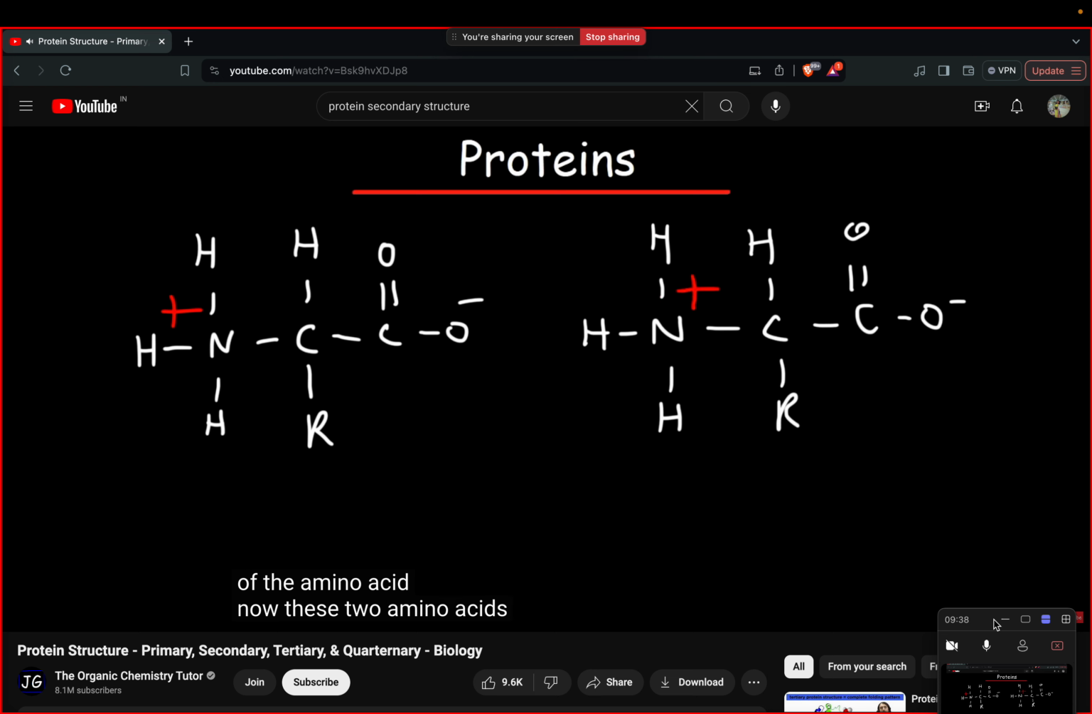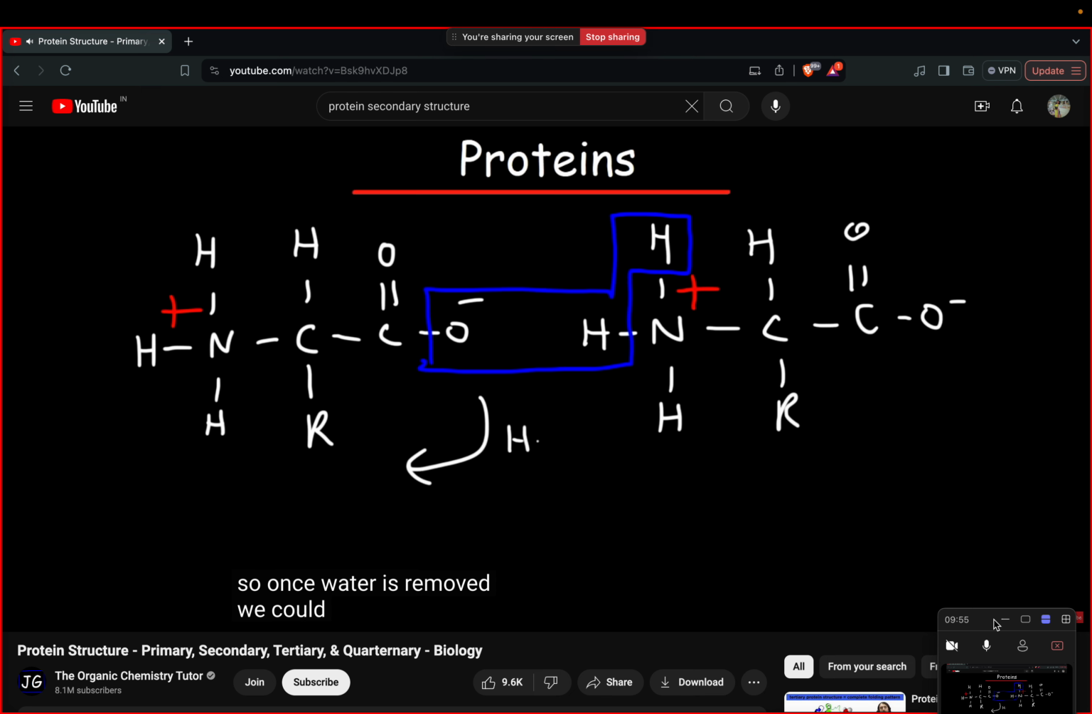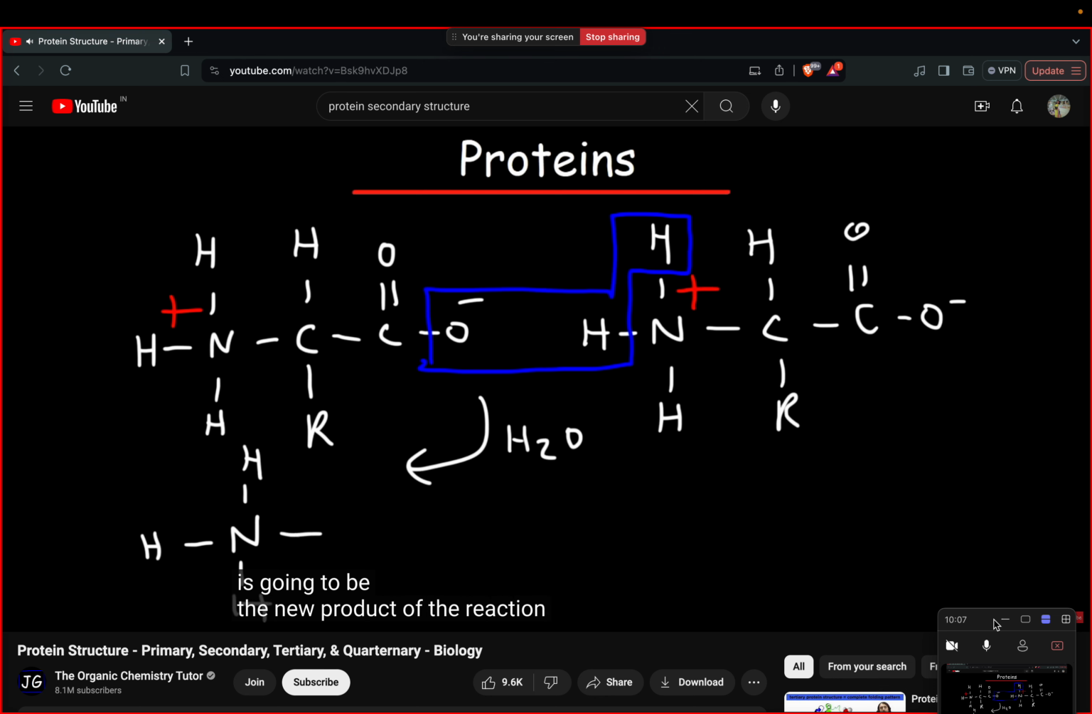Now, these two amino acids can react with each other in a condensation reaction where we lose water, and we connect the two amino acids into one molecule. So once water is removed, we can form a peptide bond. This is also called a dehydration reaction because you're losing water. And so this is going to be the new product of the reaction.